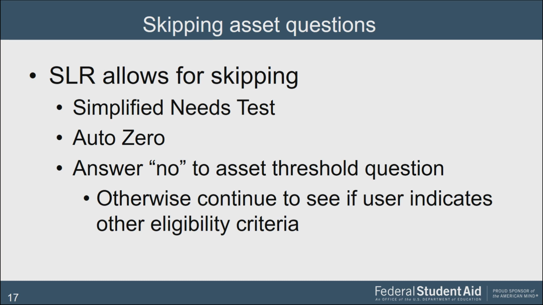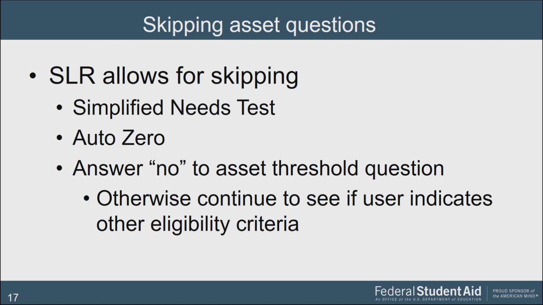So I mentioned that if somebody qualifies for the simplified needs test, they can skip asset questions. If they qualify for an automatic 0 EFC, they also can skip the asset questions. But there is another way that our users could skip the asset questions, and that is based on the answer to the asset threshold question, which was something that we added a few years ago, and it's based on the portion of the EFC calculation that looks at the total asset protection allowance.